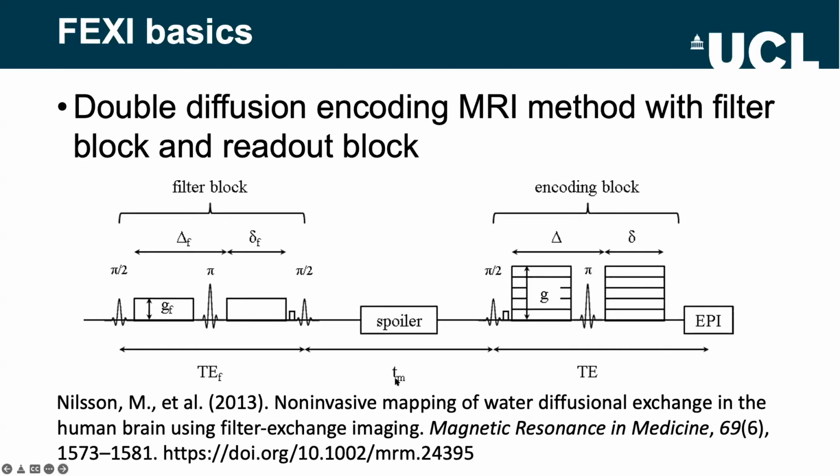We then wait for a period of time, which is denoted by this TM, which stands for mixing time. And during that mixing time, the water that's in those two compartments has an opportunity to permeate across the blood-brain barrier. So the longer we wait, the more permeation of the blood-brain barrier can happen. And then we have a second diffusion measurement here, which is known as the encoding block. And we use this to probe the diffusion MRI signal that's present after that mixing of the compartments has occurred. And so if the blood-brain barrier is disrupted, we would expect that mixing to happen more rapidly than in the presence of an intact blood-brain barrier.